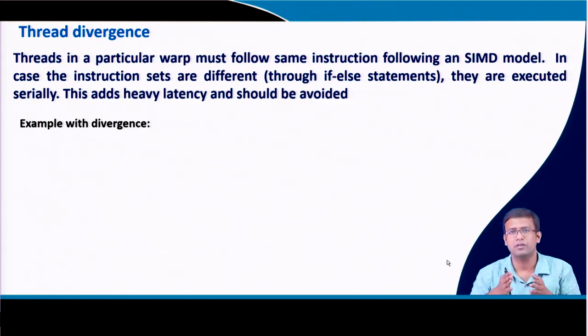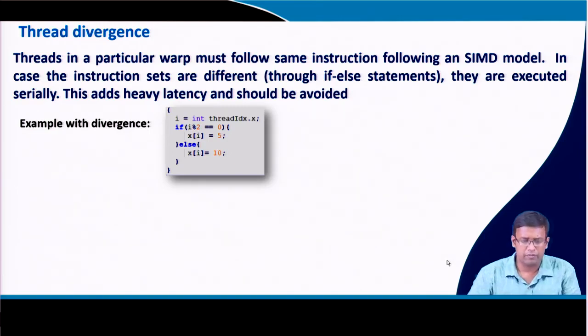However, if else is given for 16 threads, 16 will be active, therefore performance will fall by at least a factor of 2. Let us see an example: if i is the thread ID, if the remainder of dividing i by 2 is 0, that means the thread ID is even, then x[i], a particular location of the vector x or the memory x, will be 5. If it is odd, then x[i] will be 10.